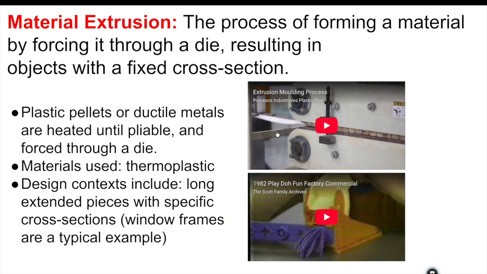But this is an actual molding process that we would use in industry, and you can watch this video also. What's happening is plastic pellets or ductile metals, things like aluminum, are heated until pliable, and then forced through a die. The materials used are, of course, thermoplastics, but also ductile metals. The design context would be any sort of long, extended pieces with specific cross sections, like window frames.